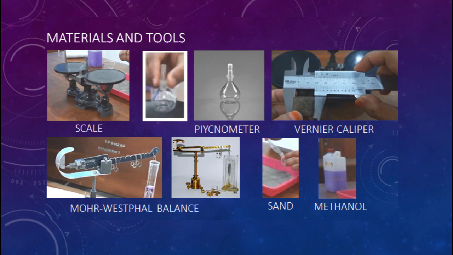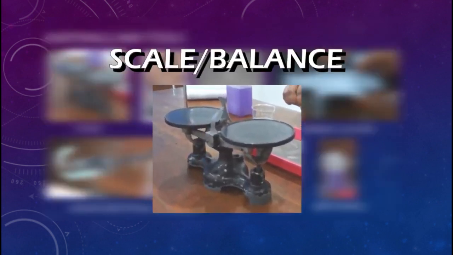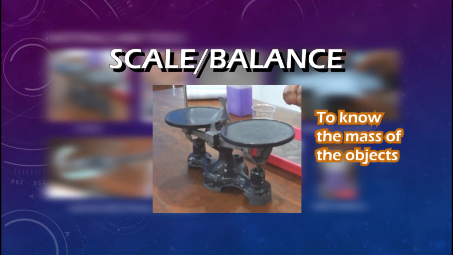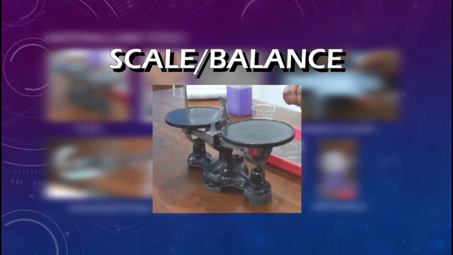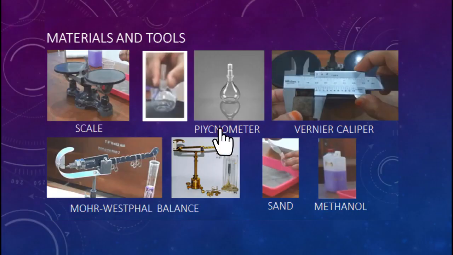From the top left corner here we have the scale, or the balance. This is the torsional balance, which is very familiar to all the students. The purpose of using this scale is that you need to know the mass. Back to the rho formula, you need to know the volume of your objects and the mass. Then we move to the right.